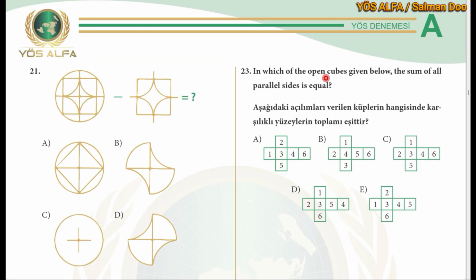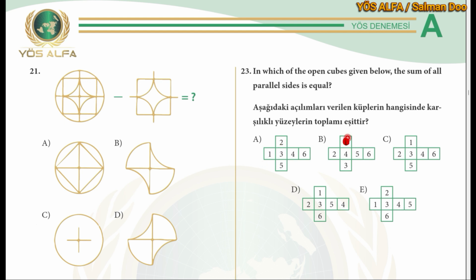In which of the open cubes given below, the sum of all parallel sides is equal? So how do we know which sides are parallel? The parallel sides of a cube are always one square apart. For example, here, 5 and 2 are parallel, 1 and 4 are parallel, and 3 and 6 are parallel. And their summations should be the same. Let's check the summations. 5 and 2 makes 7. 1 and 4, 5. So they're not the same. So choice A is eliminated.